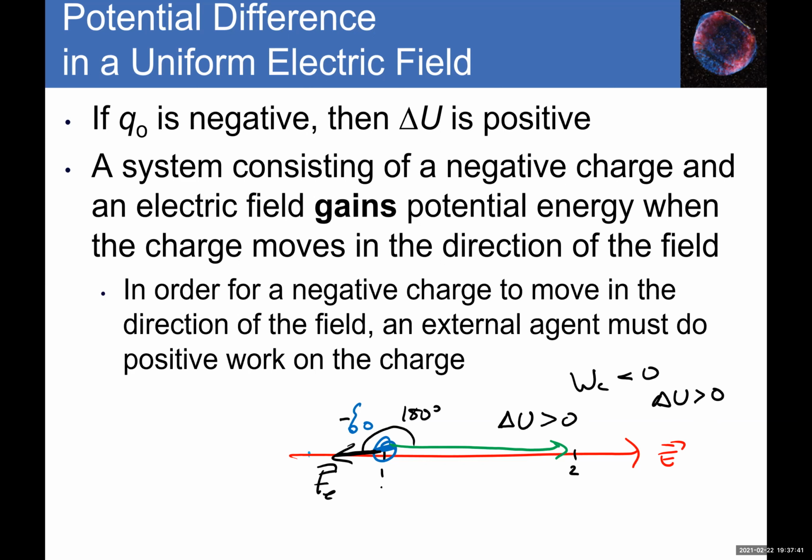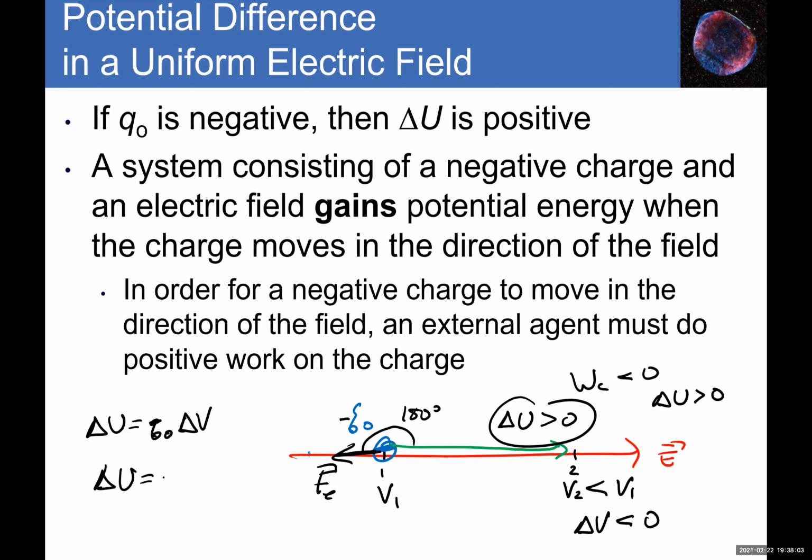Well, the potential is still the same way, V1, V2. Comparing, V2 is less than V1. That means my delta V is still negative. So then how come the potential energy change is positive? Well, because delta U equals q naught times delta V. But if my q naught is negative, then delta U equals negative |q naught| times delta V.